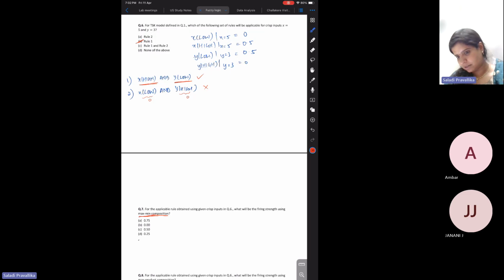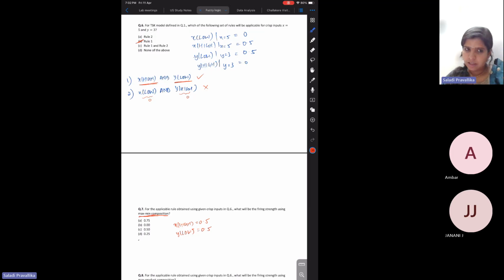Okay, any more answers? Okay. So, we have the applicable rule. The rule that applies for question 6 is only one, which is X high and Y low, right? And we have X high equals 0.5 and Y low is equal to 0.5, right?